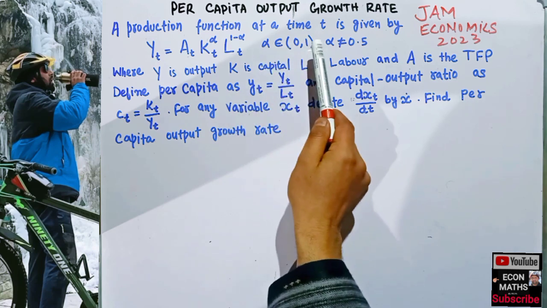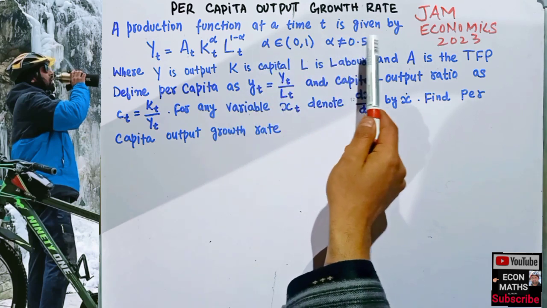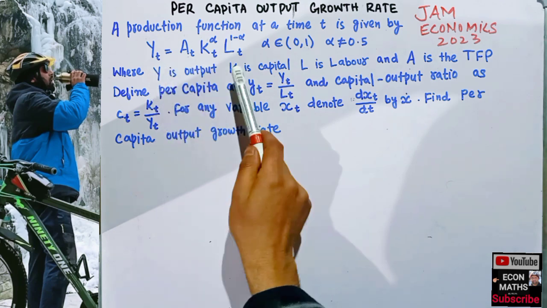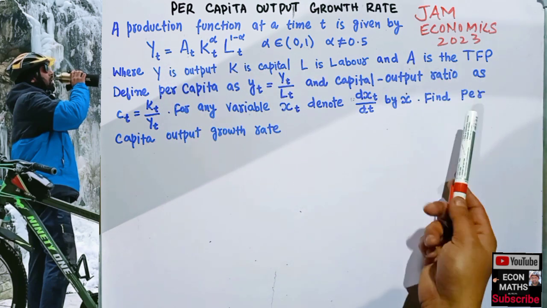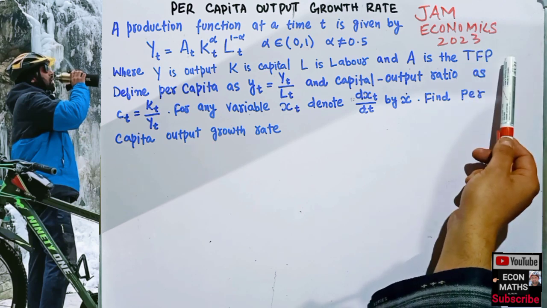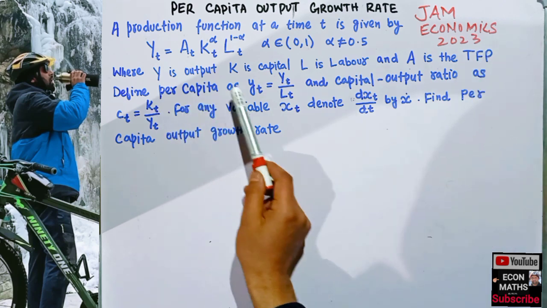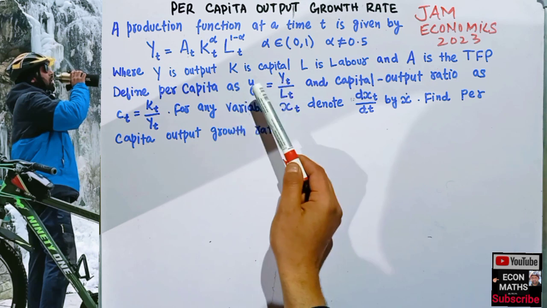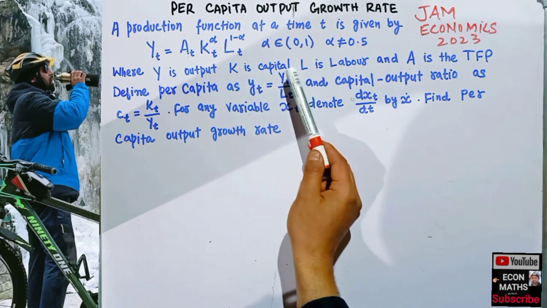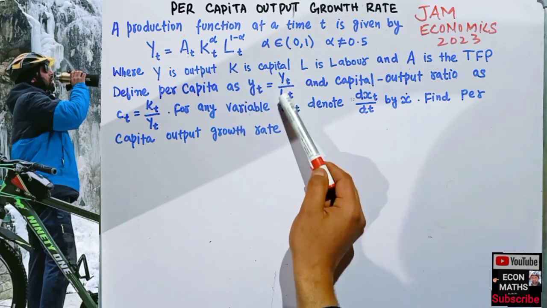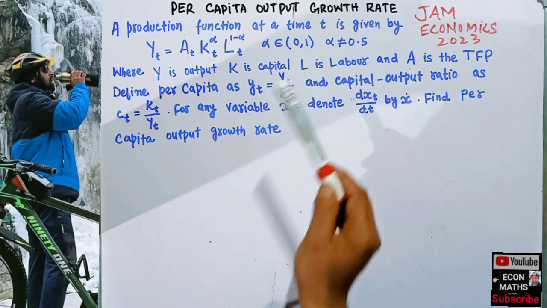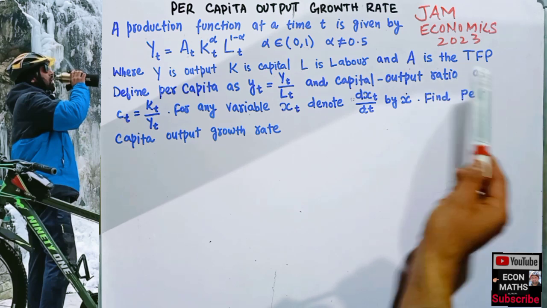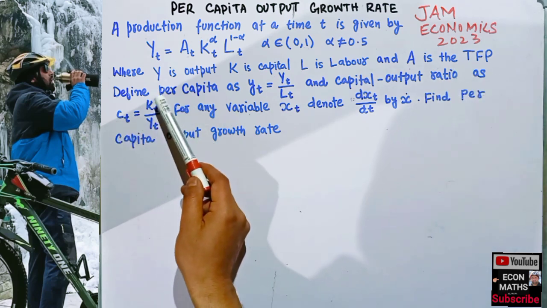Alpha lies between 0 and 1 and alpha is not equal to 0.5, where Y is the output, K is the capital, L is the labor, A is the state of technology, what we also call total factor productivity. We define per capita output as small y_t = Y_t divided by L_t. Okay, that means output per worker.